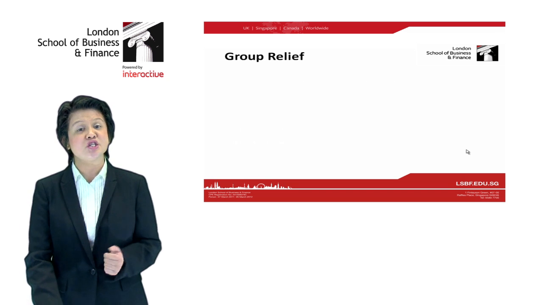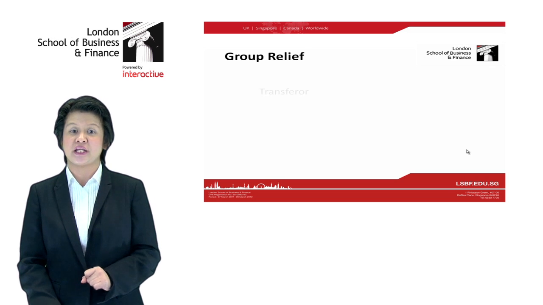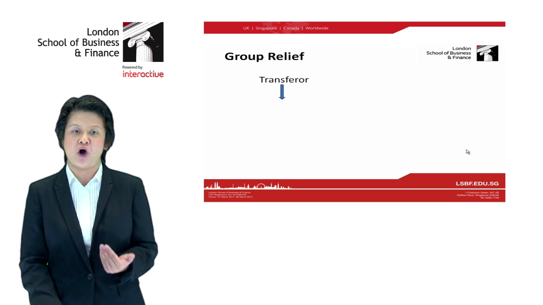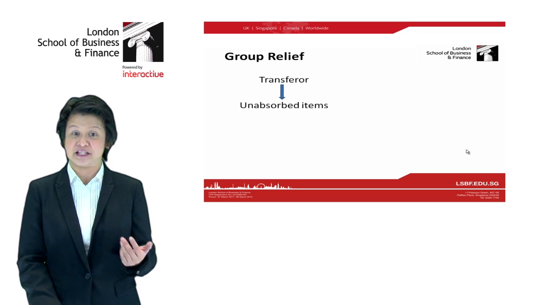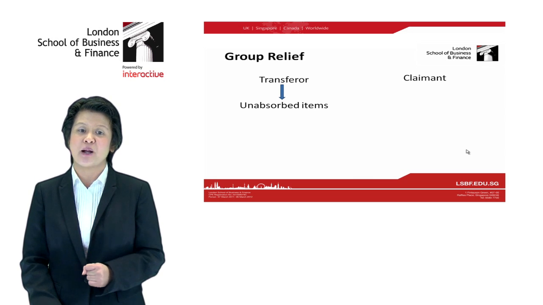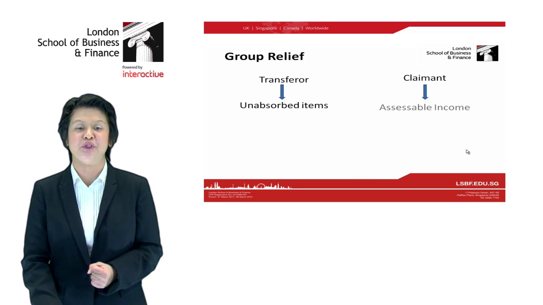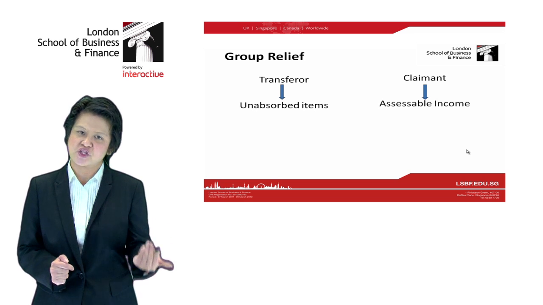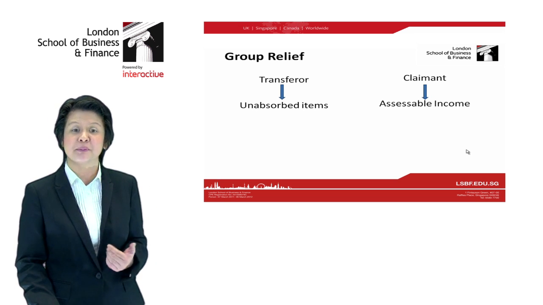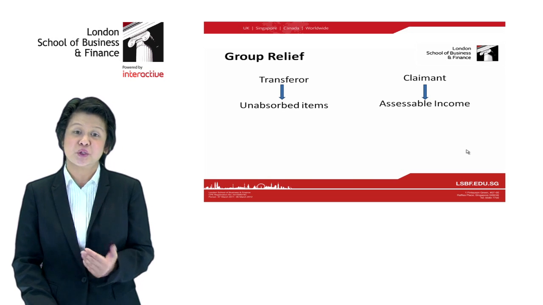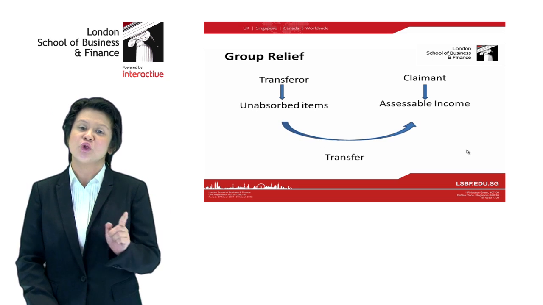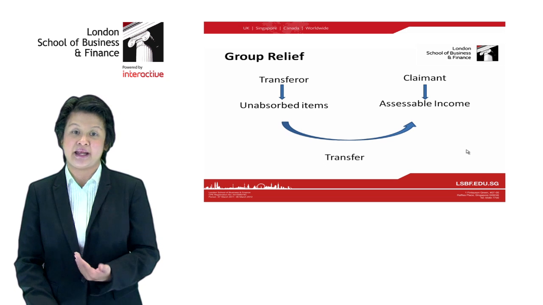For group relief, it will be a situation where we have one company called the transferor company, and the transferor company is the company with your unabsorbed items, and at the same time we have another company called the claimant company. The claimant company is the company with accessible income. So when the transferor company and the claimant company would like to go for group relief, it simply means that the transferor company is going to transfer the unabsorbed items over to the claimant company to set off against the claimant company AI.